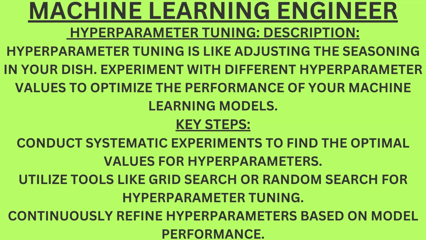Hyperparameter tuning. Description. Hyperparameter tuning is like adjusting the seasoning in your dish. Experiment with different hyperparameter values to optimize the performance of your machine learning models. Key steps. Conduct systematic experiments to find the optimal values of hyperparameters. Utilize tools like grid search or random search for hyperparameter tuning. Continuously refine hyperparameters based on model performance.